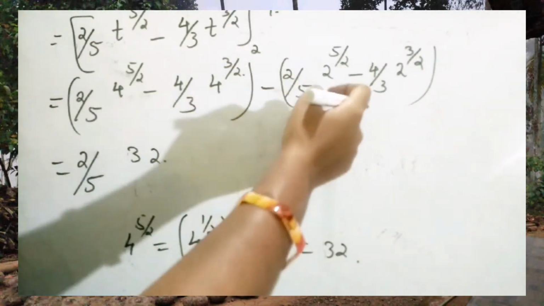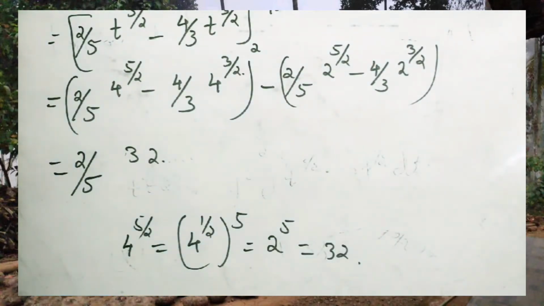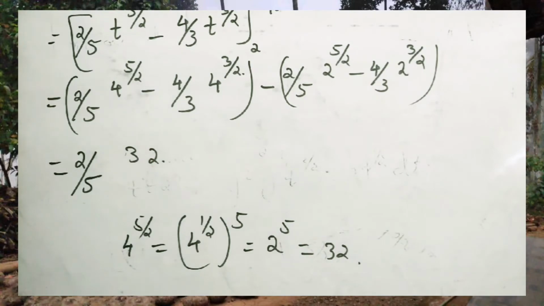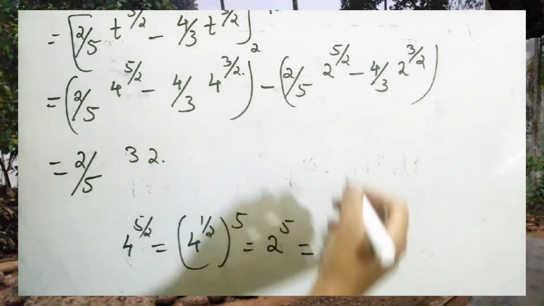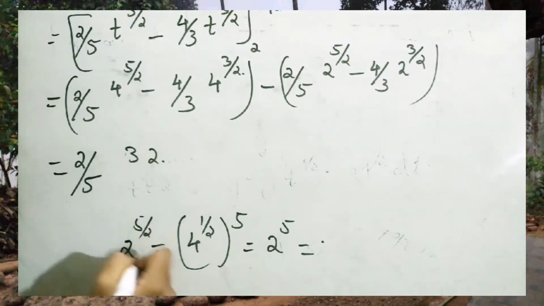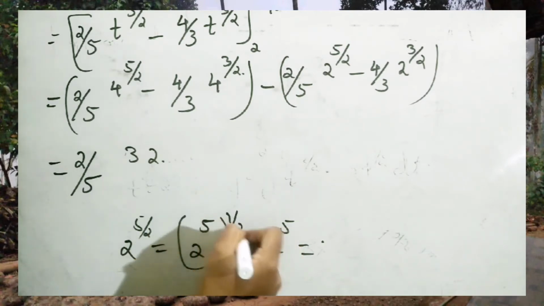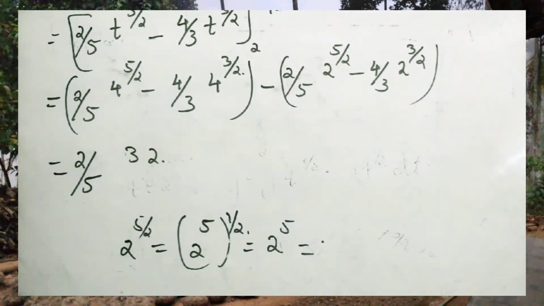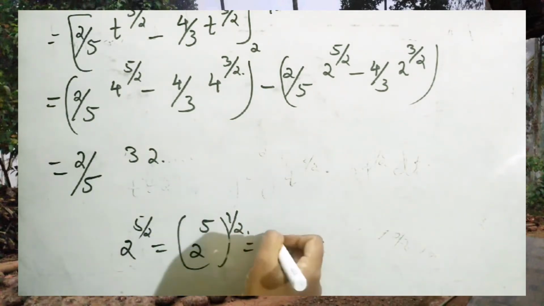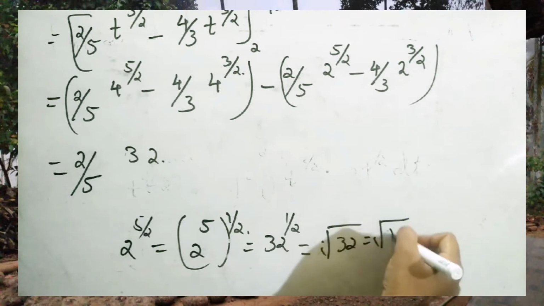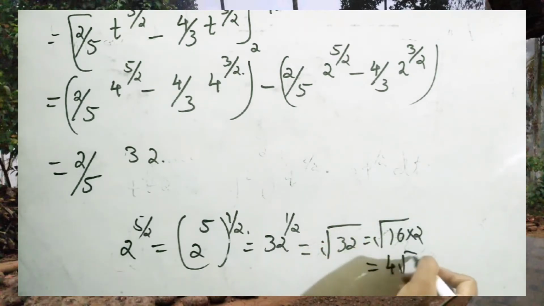And this 2 raised to 5 by 2, we can write it as 2 raised to 5 all raised to 1 by 2. So that is 2 raised to 5, which is 32, all raised to 1 by 2. That is square root 32. Thus we can write it as square root 16 into 2, that is equal to 4 root 2.